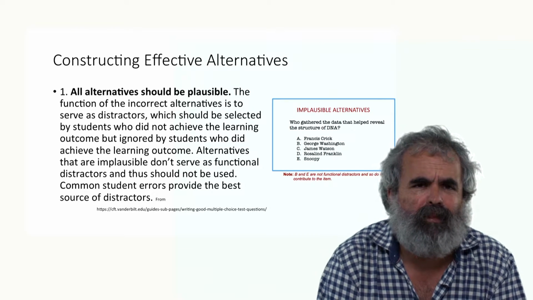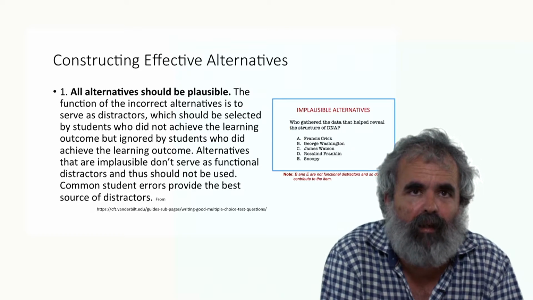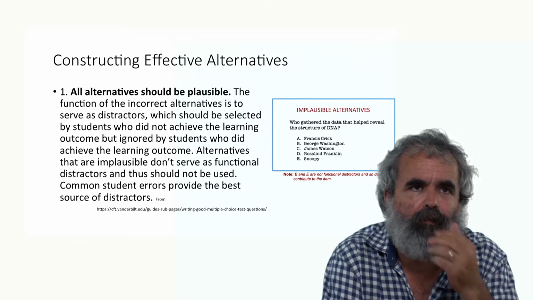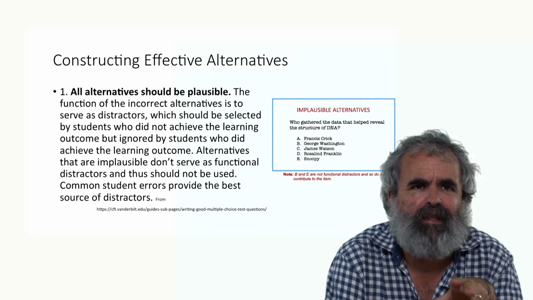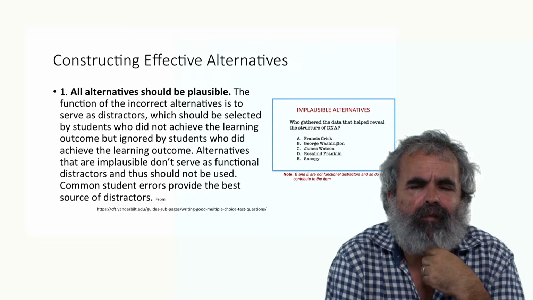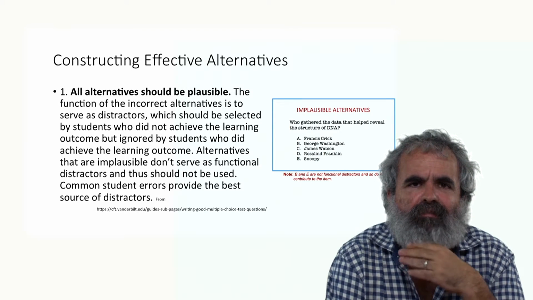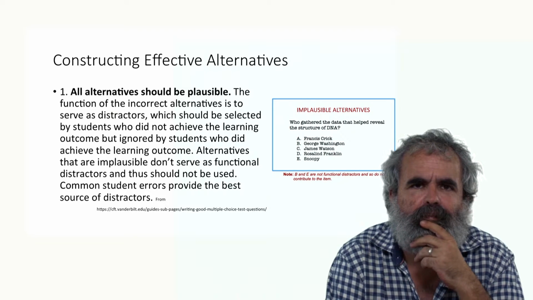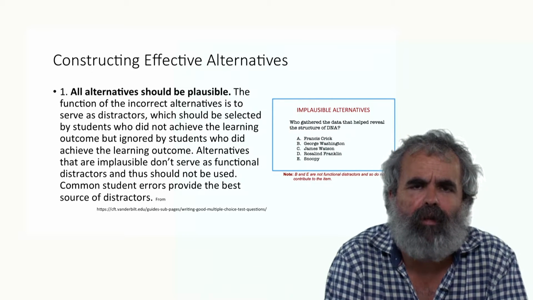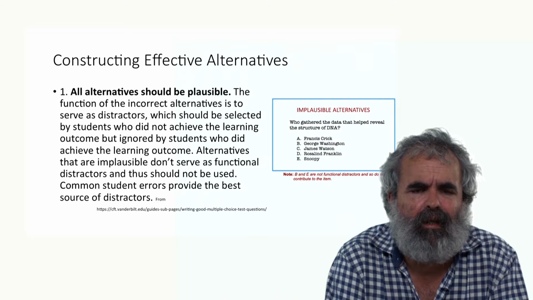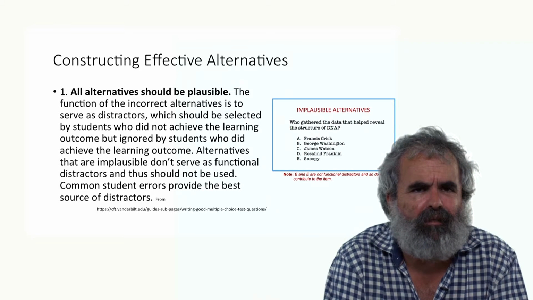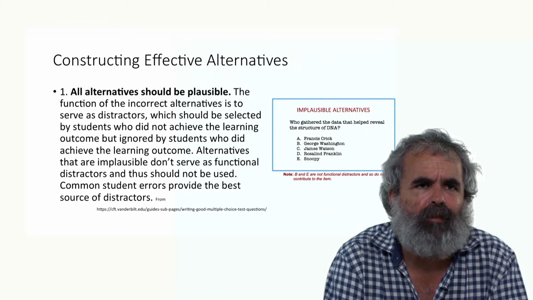All alternatives should be plausible. Now this is key, and the rest of the advice I'll be giving you relates back to this. Basically, if you're putting in a distractor that's obviously wrong, it serves no function within the question, so there's no real point putting it in. It doesn't help the validity of the question. You might as well not have that distractor in there at all.